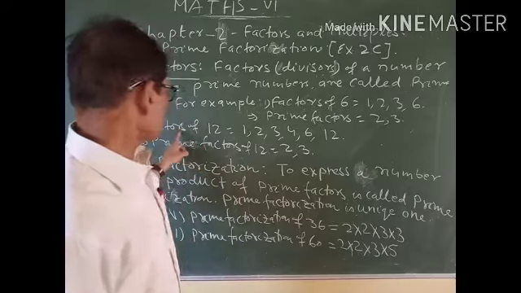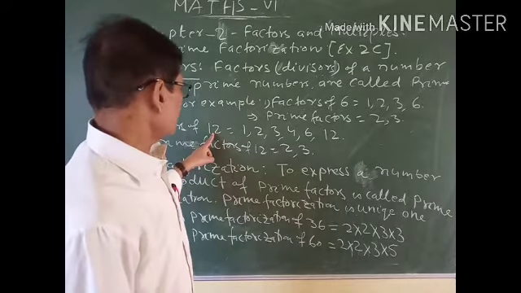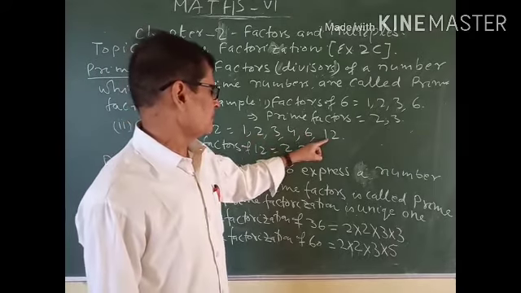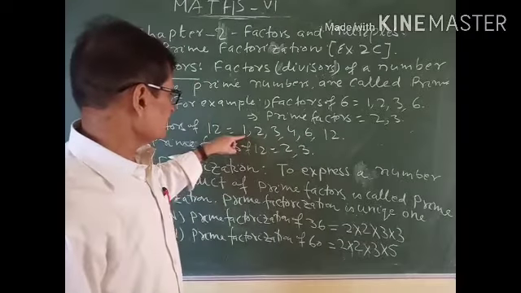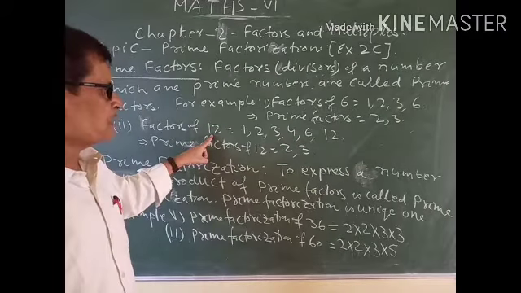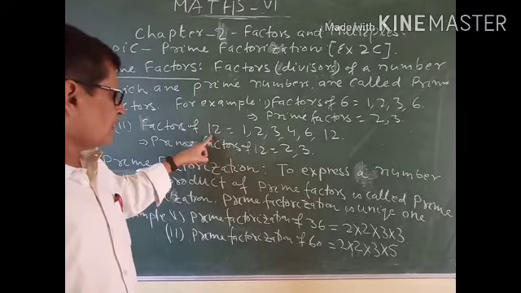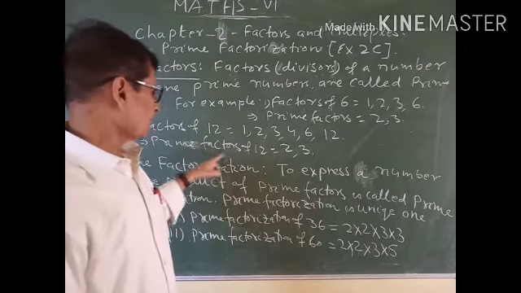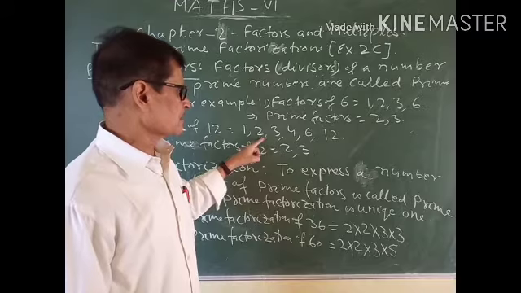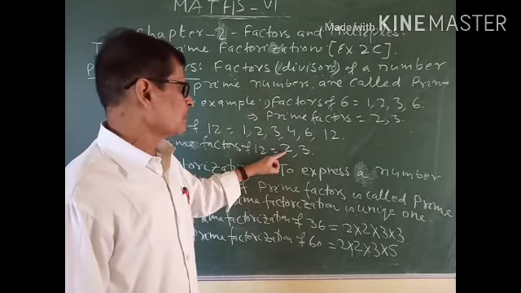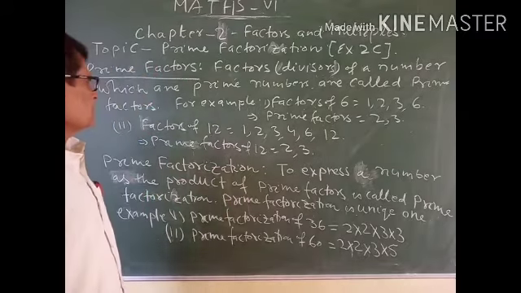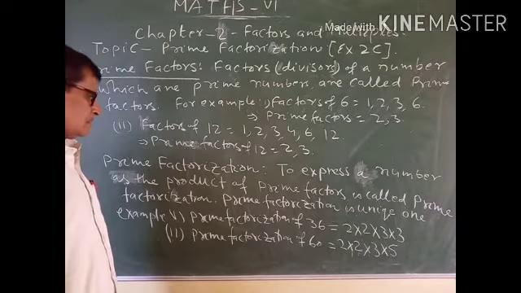Similarly, you can write factors of 12: 1, 2, 3, 4, 6, 12. Factors means these numbers can divide 12 completely. Now we are required to write down the prime factors. So prime factors are only 2 and 3. So this is how you can define prime factors.